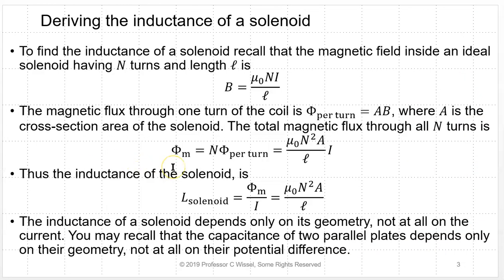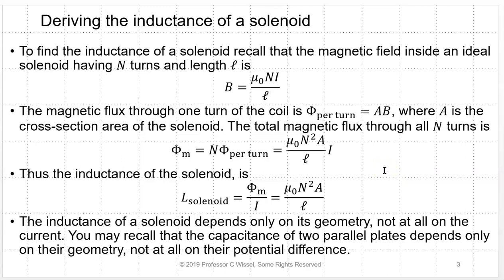Now, we want to derive the inductance of a solenoid. To do so, we use the fact that the magnetic field inside an ideal solenoid having N turns and length little l is B equals mu naught N times I over little l. Remember, I is the current in the solenoid, and B is the magnetic field. The magnetic flux through 1 turn of the coil is phi per turn equals A times B, where A is the cross-sectional area of the solenoid.